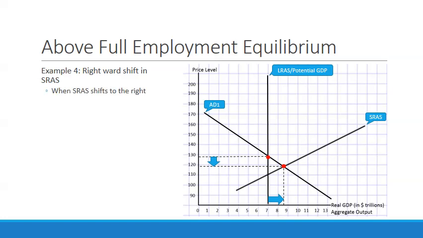Because when short-run aggregate supply shifts to the right, aggregate output rises above potential GDP. We see that price levels fall and employment rises. And we're going to really look next into exactly what is going on in the economy when this shift occurs and how it moves back to potential GDP.